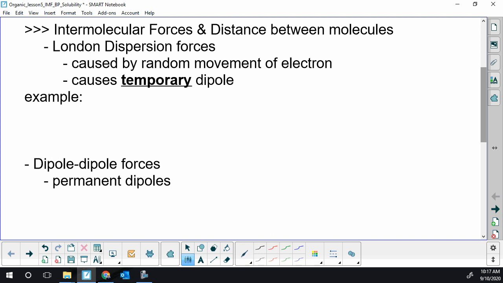Okay? So the first force to consider that everything has is London dispersion forces. This is caused by random movement of electrons. Every molecule is going to have electrons, it's going to have protons, there's going to be an attraction between the electrons in one molecule and the protons in the other. Okay? So again, everything has London dispersion forces.